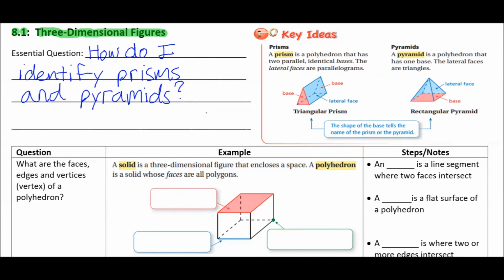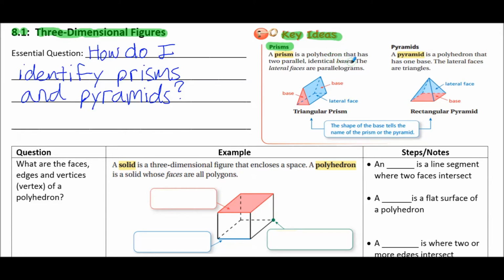Okay, how do I identify prisms and pyramids? We're going to answer that question in the key idea. So it's going to be nice and quick that we get the answer to this question, and hopefully you'll know it for the rest of your life. Let's go over what a prism is first. A prism is a polyhedron. What? Let's not worry about that word too much yet.